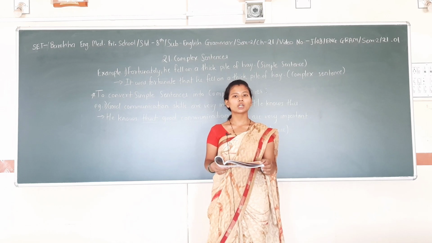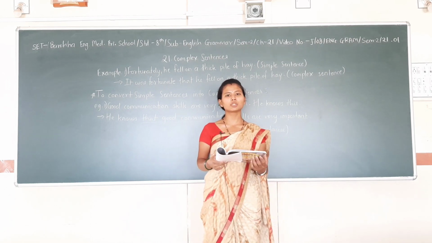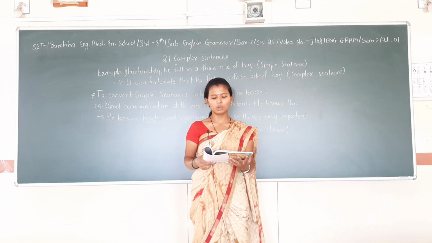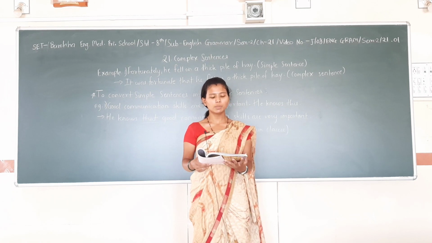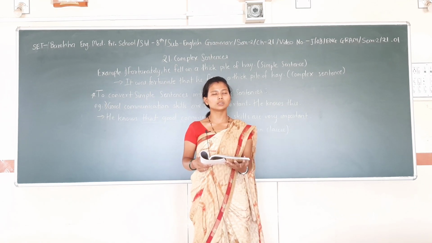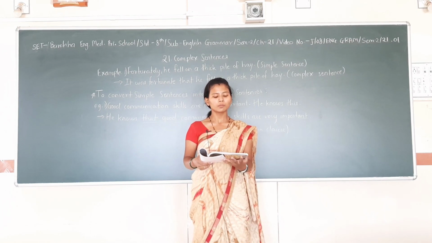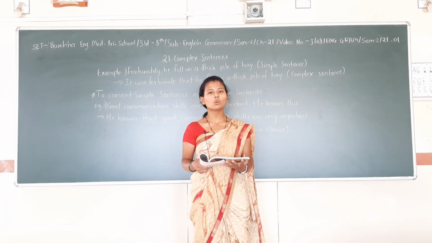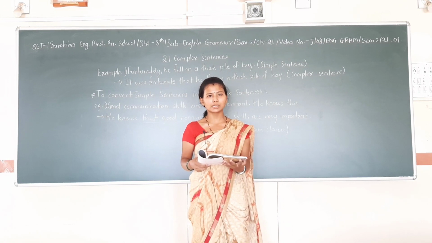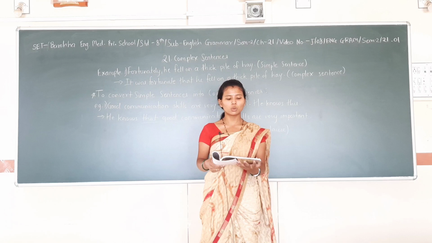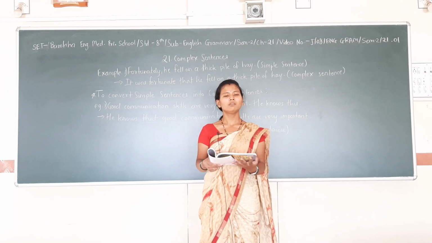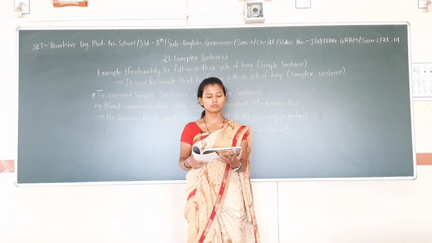Now, let's see what the subordinate clauses are. Kinds of subordinate clauses. First, noun clauses. These are usually introduced by the following subordinating conjunctions: that, what, which, who, and whom. It means when you are converting a simple sentence into a complex sentence, if you are using that, what, which, who, and whom in your complex sentence, then this is your noun clause. I will teach you that in more detail later on.